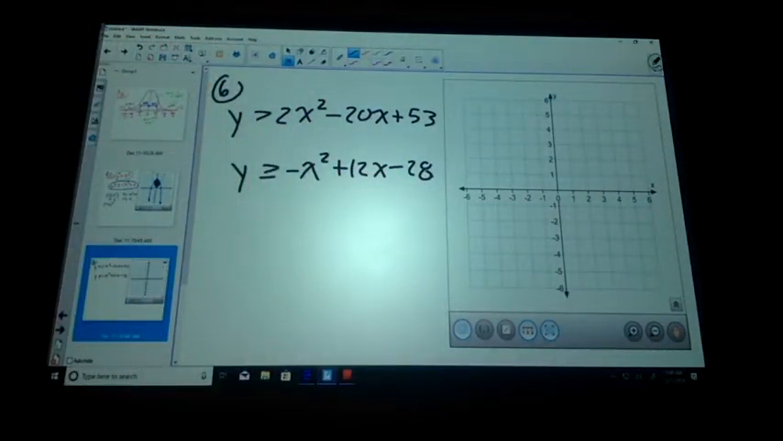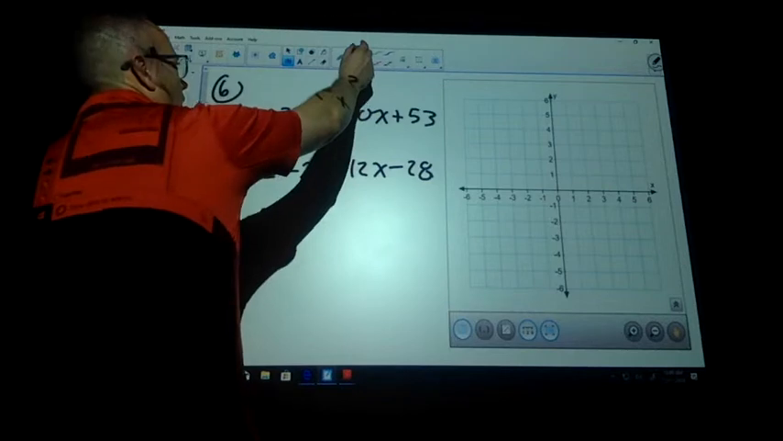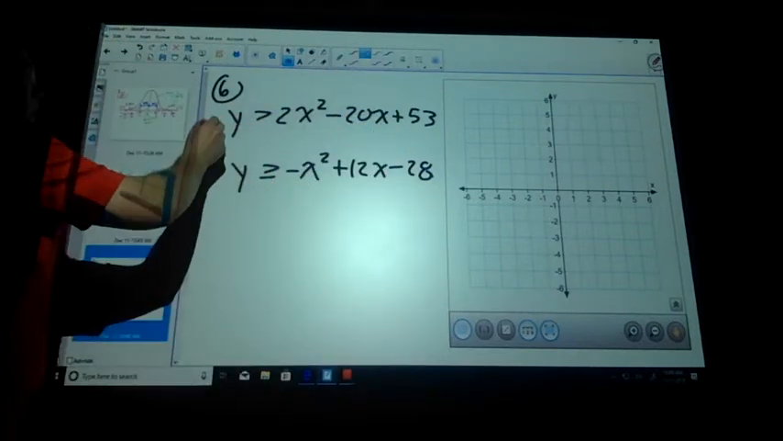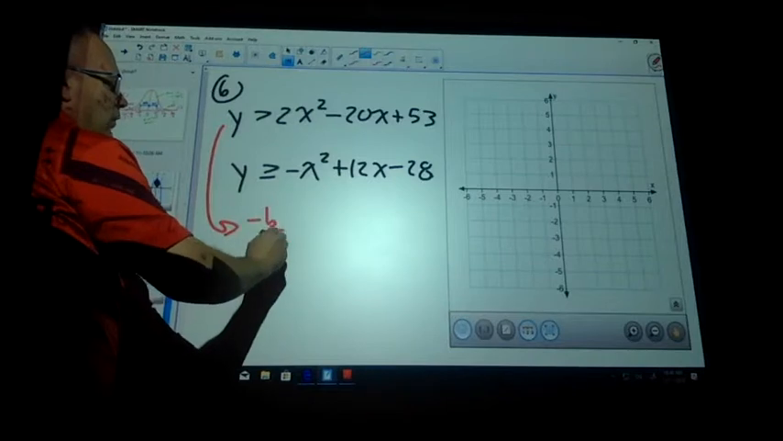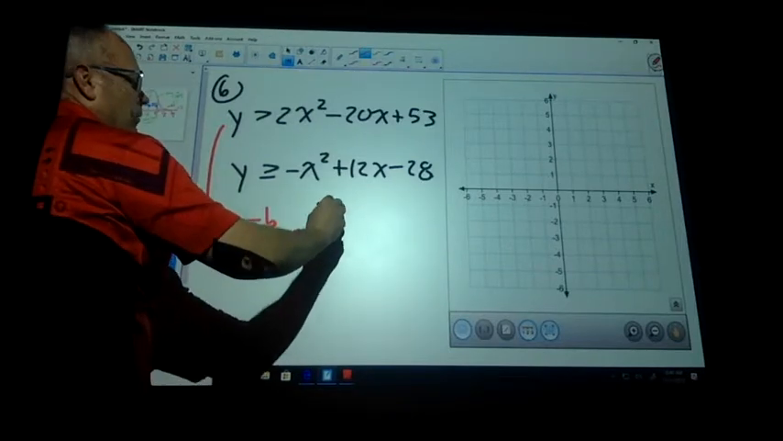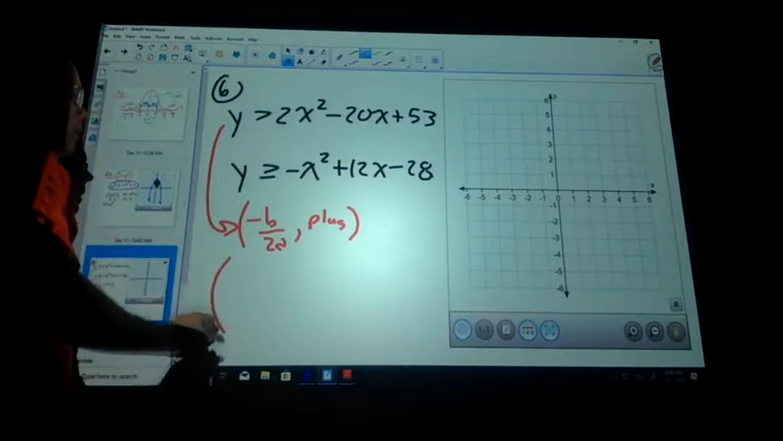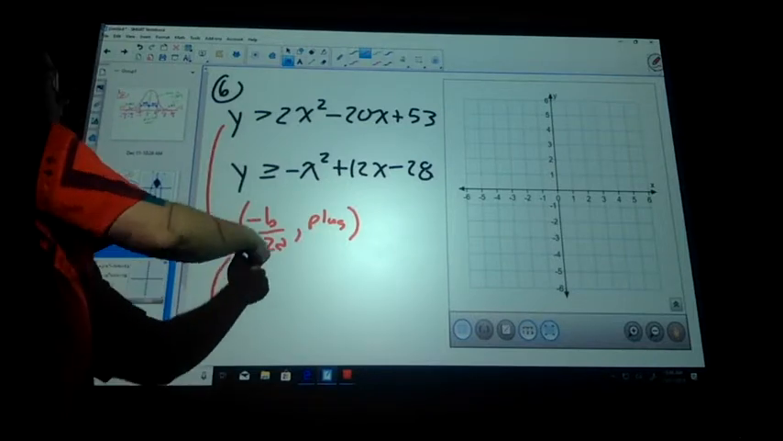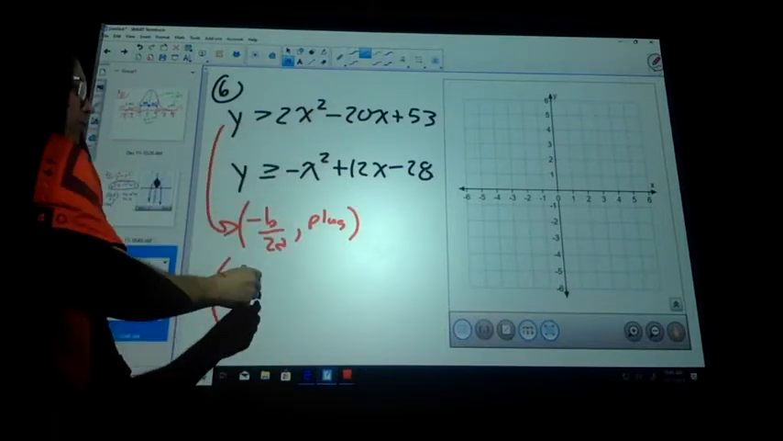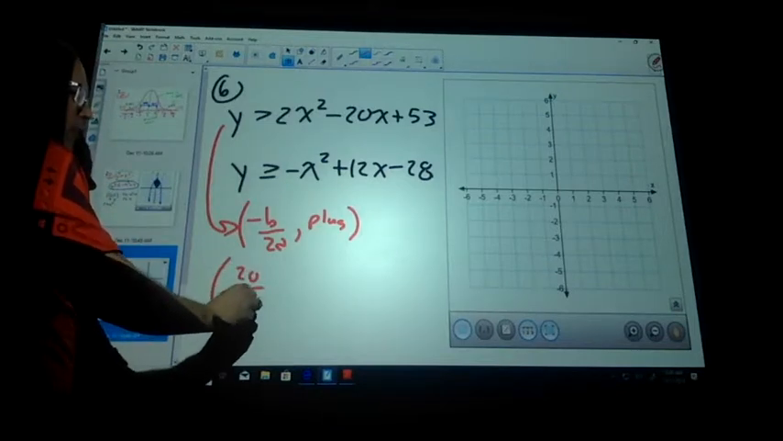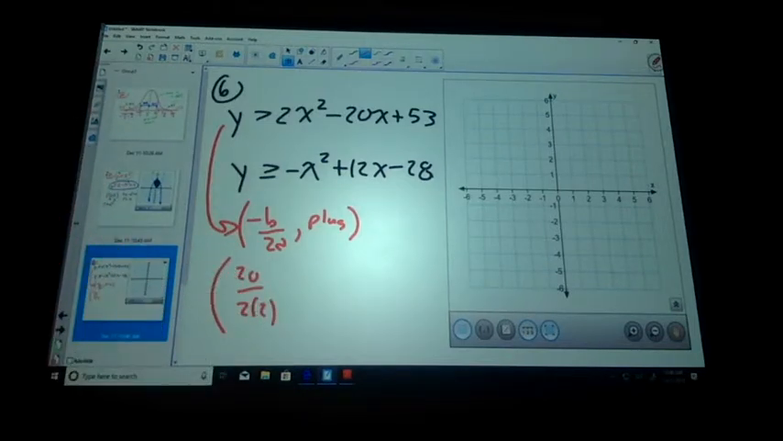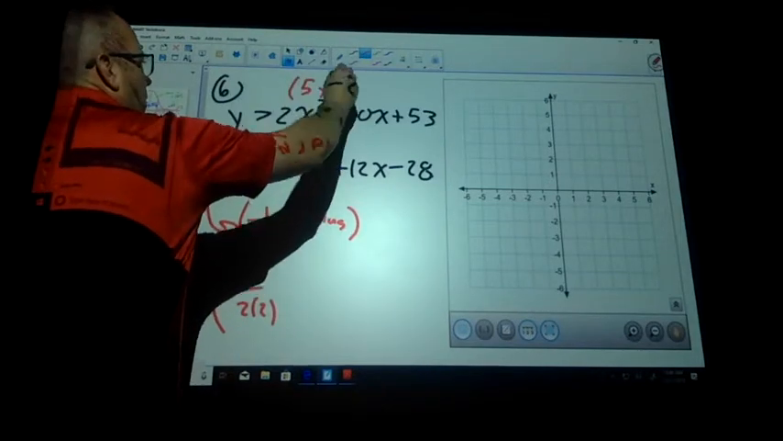All right, we have 2 parabolas. Agreed? Okay, so you remember this equation, negative b over 2a, and then plug in? Now, people are going to start yelling, that's not fair, we used that equation for finding the axis of symmetry. So I get negative negative 20, which is positive 20 over 2 times my a, which is 2. So what is 20 over 4? 5. So I have a vertex at 5 comma something.